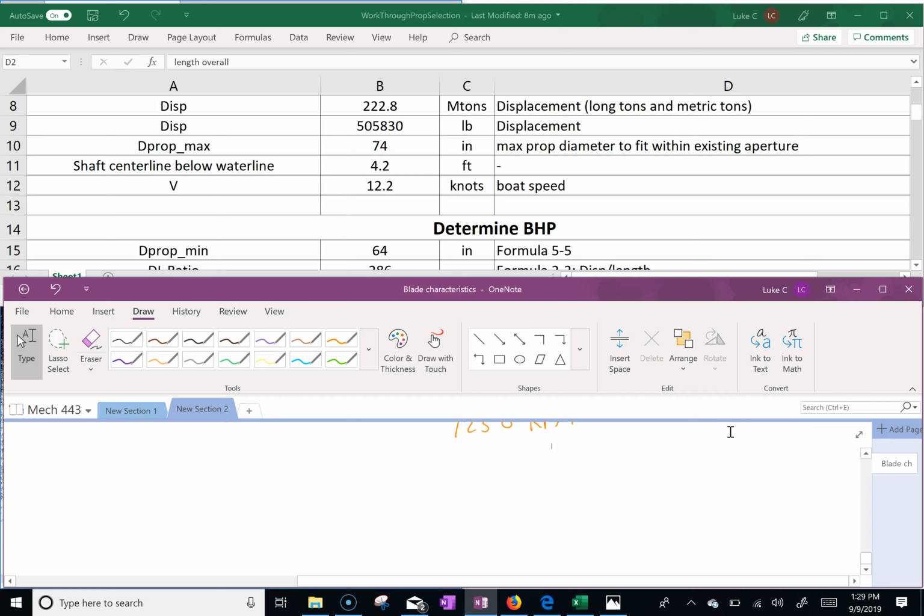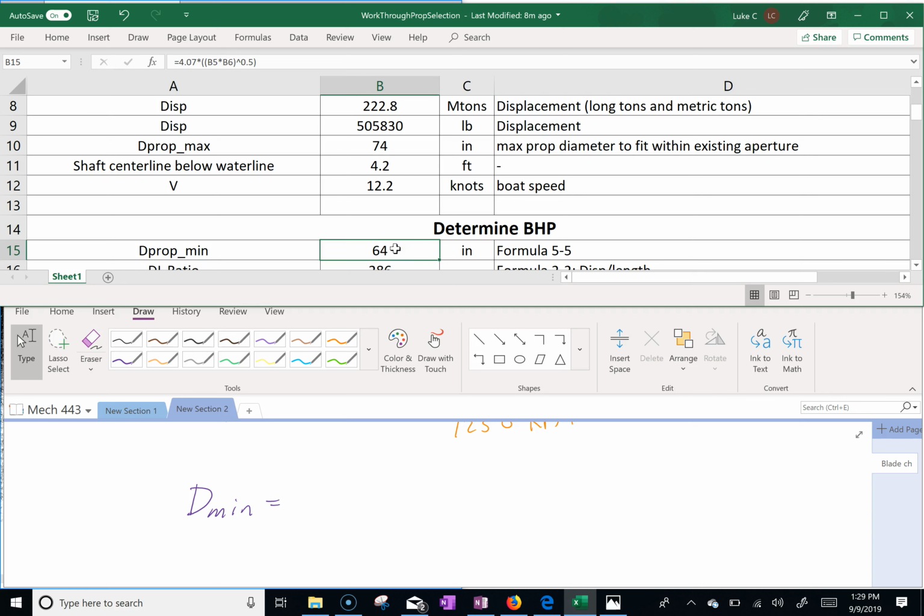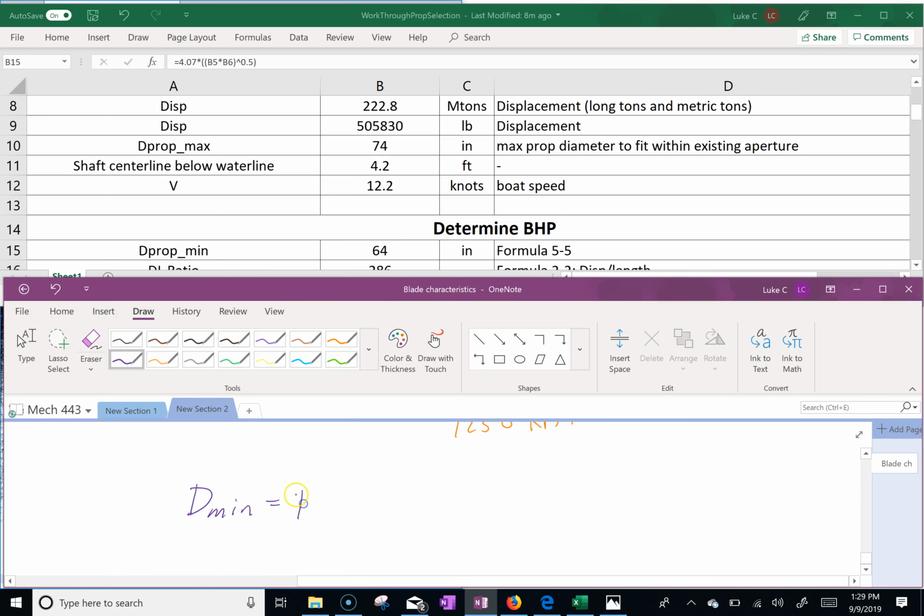Okay, so the minimum diameter acceptable is what they call a D prop min. That is 4.07 times BWL times HD raised to the 0.5.